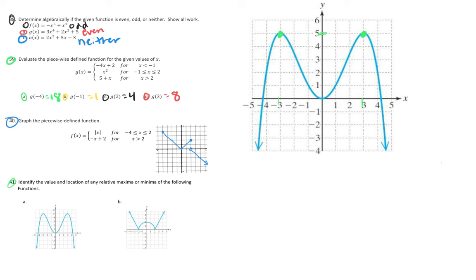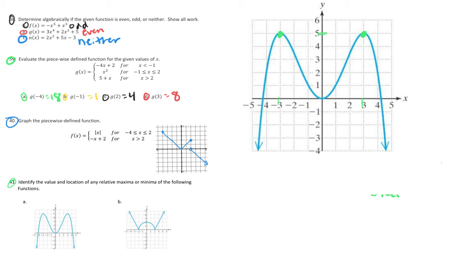So relative maxima is 5 located at x equals -3 and 5 located at x equals 3.